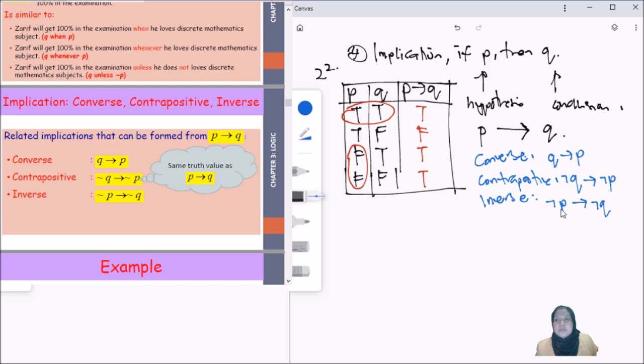If we construct a truth table for these implications, we can find that the contrapositive implication has the same truth value as P implies Q. So here, this is equivalent to this. Alright? Okay.